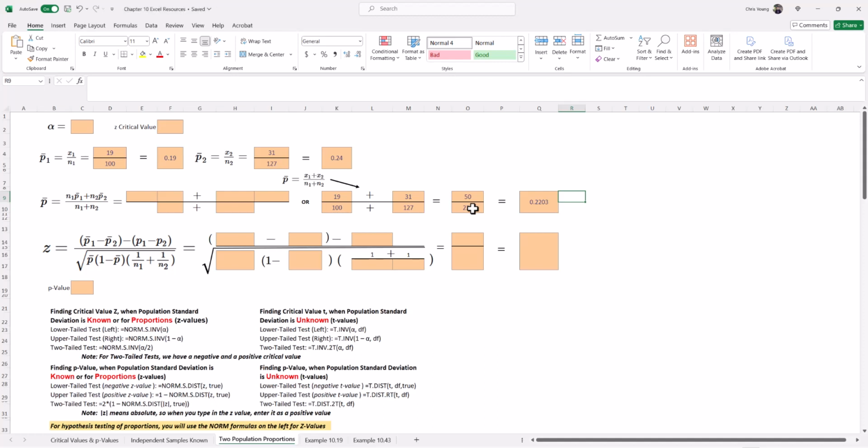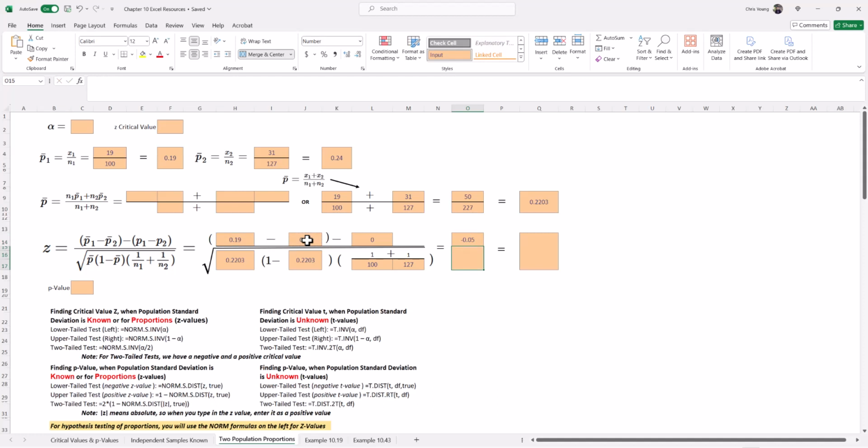Now let's calculate the z-test statistic. Let's go ahead and plug in our references for p bar sub 1 is 0.19 and 0.24. We know that the hypothesized difference in the population proportions is 0, so we'll plug in 0 there. Let's go ahead and reference our cell for our pooled estimator. And let's reference our n sub 1 and n sub 2. In the numerator, we'll take 0.19 and subtract 0.24. We don't need to subtract 0 because that's not going to have an impact. And we get negative 0.05.